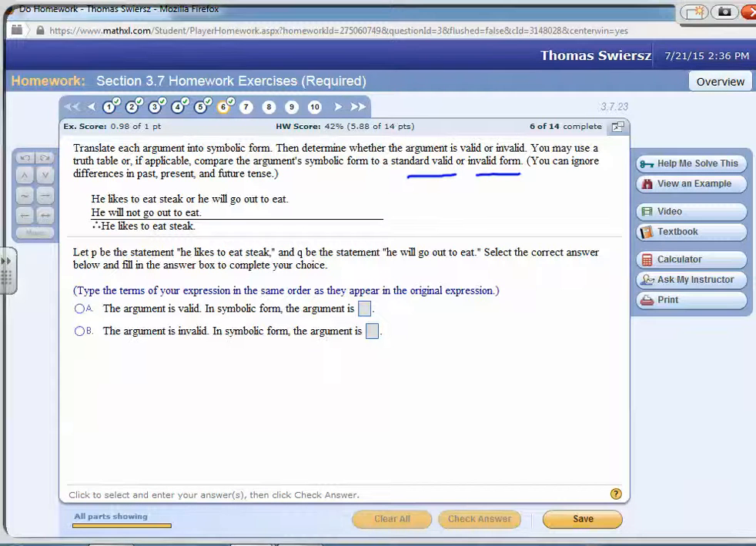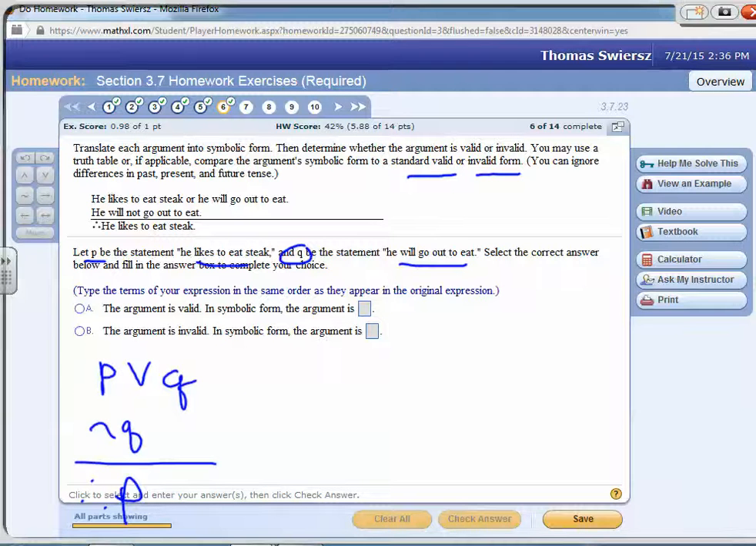He likes to eat steak. In this case, P is he likes to eat steak, so P. Or, so it's disjunction, he will go out to eat. He will go out to eat is Q, so that's P or Q. He will not go out to eat, which is negation of Q, right? It's got the not in there, so negation of Q. There's our 2 premises. Our conclusion is he likes to eat steak, which is P.